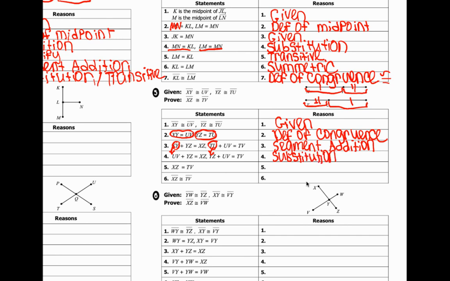All right, so then they said that means xz is equal to tv. Well, why did they figure that out? Well, it's because this, uv plus yz, that's the same thing as yz plus uv. So that means this and this are equal to each other.